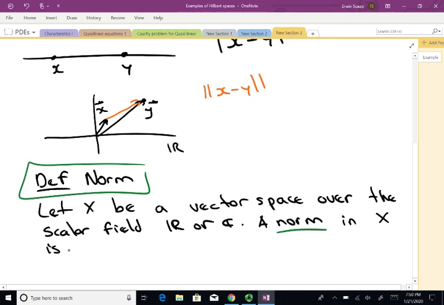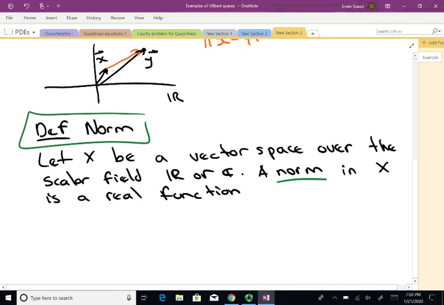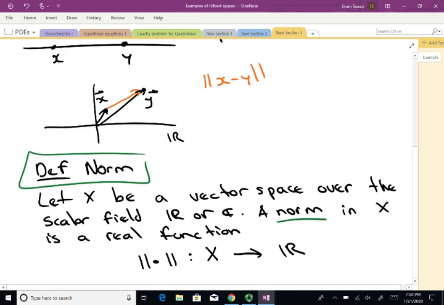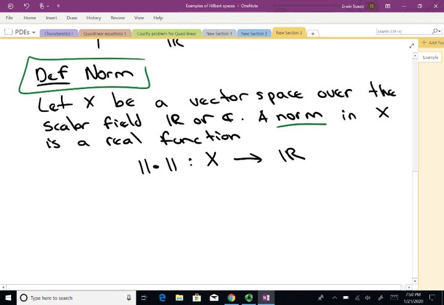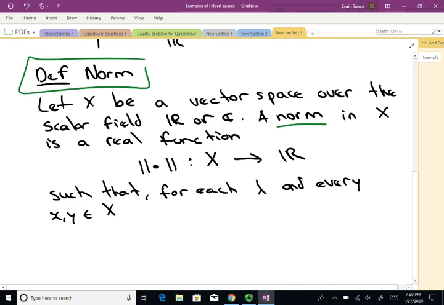is a real function. Usually you put this dot to mean that you're going to get an element of X and you're going to assign a number. So for example here you get a vector and you assign a number, okay? But it can be abstract, okay? Such that for each lambda and every X and Y that belong to X, the following properties hold.